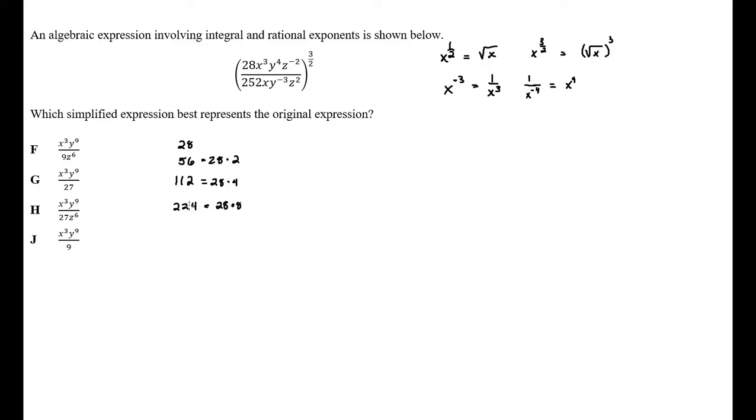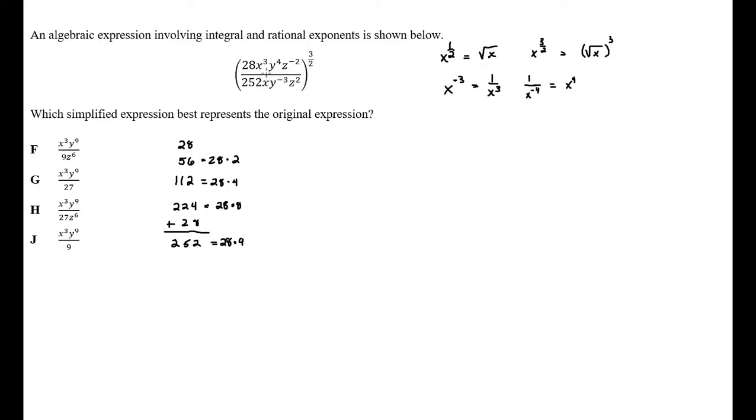And I'm not quite there. I need 252. I have 28. And if I add 28 to 224, I get 252. So that's got to equal 28 times 9. All right, so that means that this 28 over 252 can cancel or reduce down to 1 over 9.